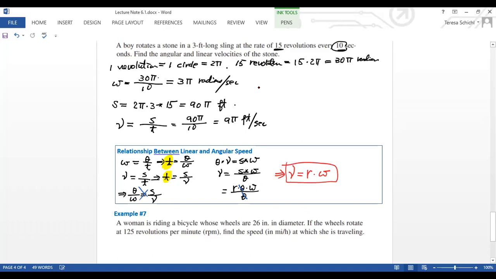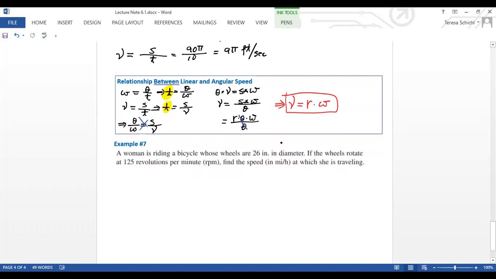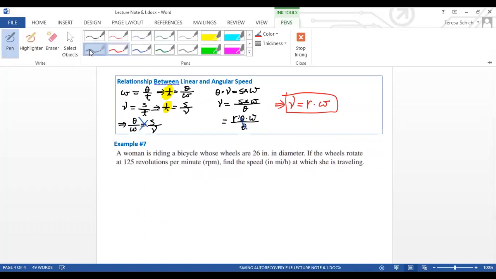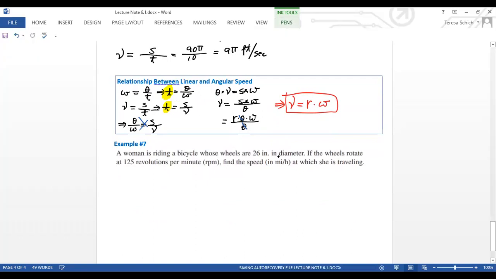Okay, so now let's take a look at an example to see how we do this. A woman is riding a bicycle and the wheel of this bicycle is 26 inches in diameter. All right, so they try to trick us. If it's 26 inches in diameter, what does that mean? The radius is equal to 13. If the wheel rotates at 125 revolutions per minute, find the speed she's traveling.